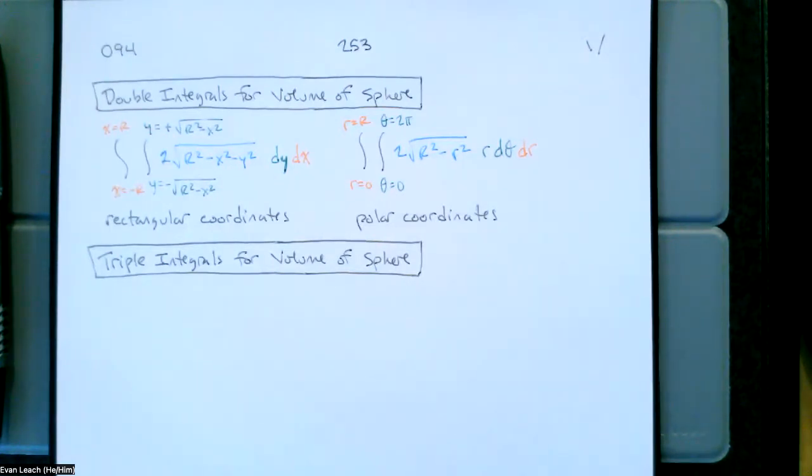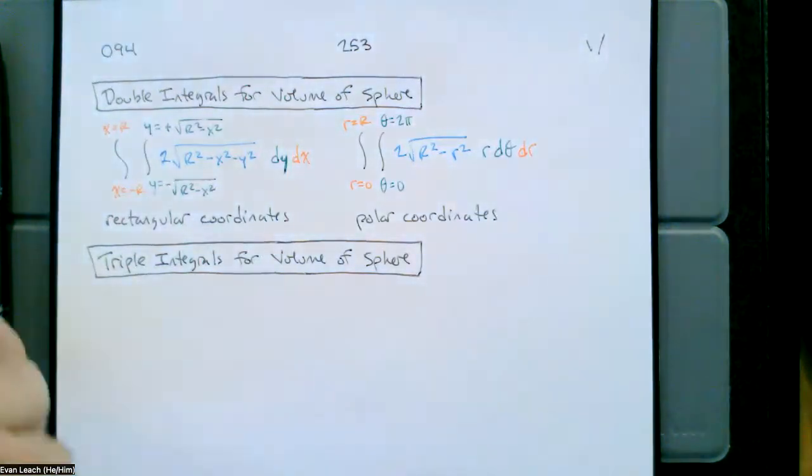Notice that in all this work, we haven't actually done any calculus calculations. We've been using calculus notation to describe regions. And now we want to continue doing that practice, using calculus notation to describe solids. So we're going to write some triple integrals for the volume of a sphere.